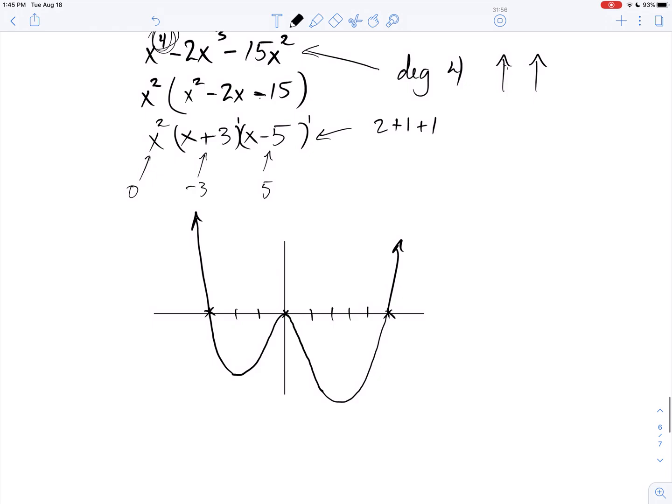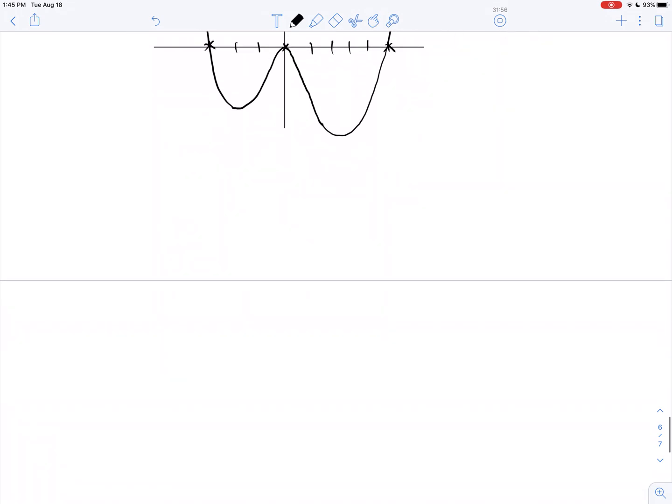Let's take a look at another one, because you're going to have some, like I showed you the worksheet at the beginning of this. Some will be factored for you, some will not. Let's see, 4x third, 5x4 minus x to the 5th.